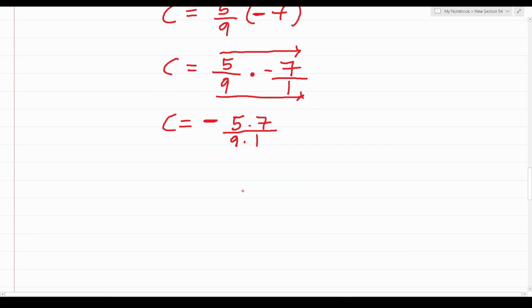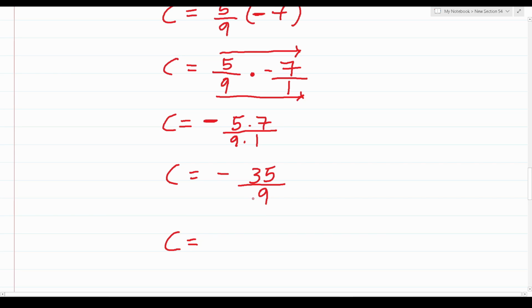All right, so with that done, let's keep working it out. We have Celsius equals negative 5 times 7 is 35. 9 times 1 is just 9. And at this point, you're probably saying to yourself, well, this doesn't look like a correct answer.